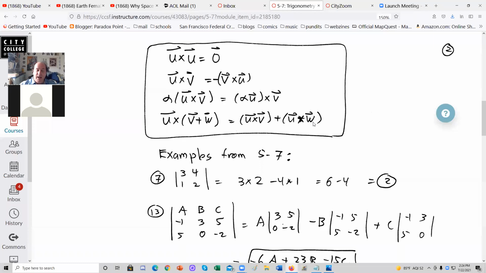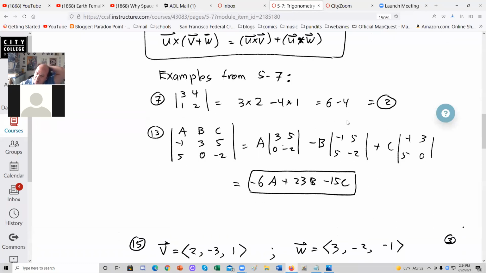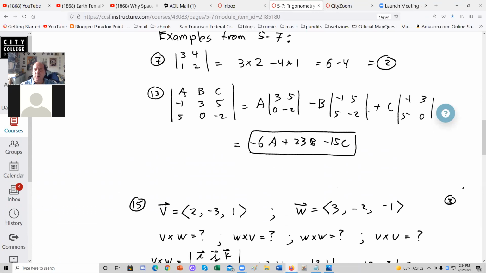Here we have to go over the definition of determinant. The determinant of a 2 by 2 matrix is the product along the main diagonal minus the product along the opposite diagonal. 3 times 2 minus 1 times 4. 6 minus 4 is 2. A determinant of a 3 by 3 is also a bit complicated.